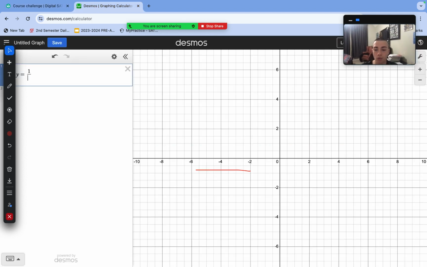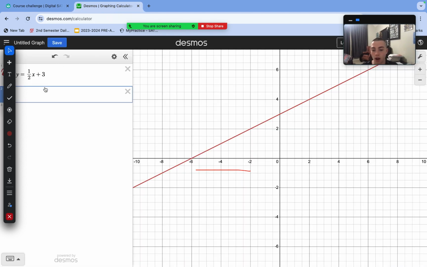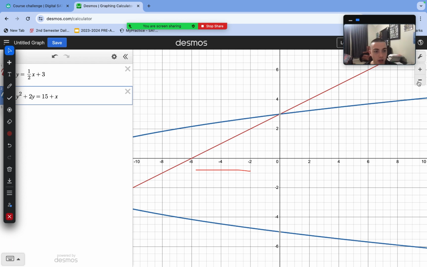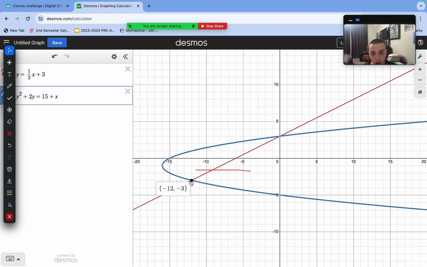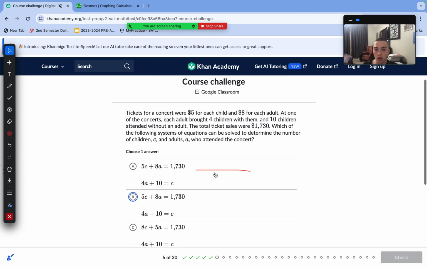So we have y equals 1/2 x plus 3, and we also have y squared plus 2y equals 15 plus x, and the intersections are where we're going to have our solution. So that is (0, 3) and (-12, -3), that is answer choice C. On to our next question.